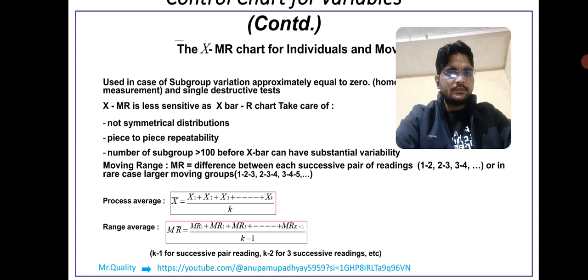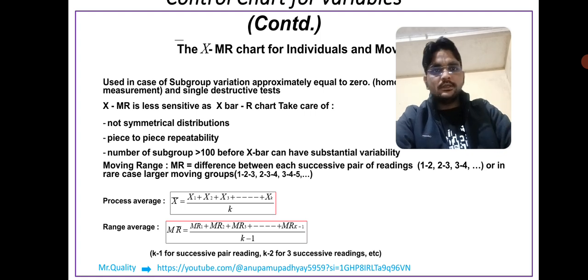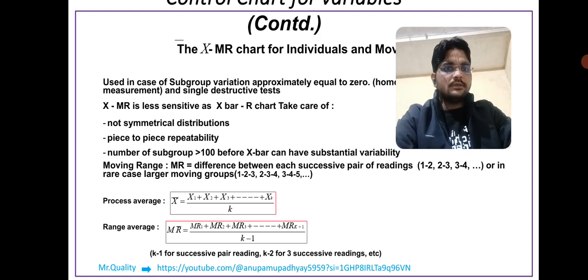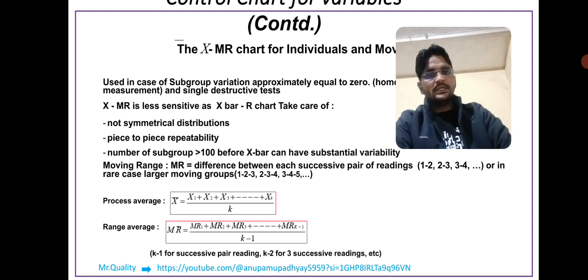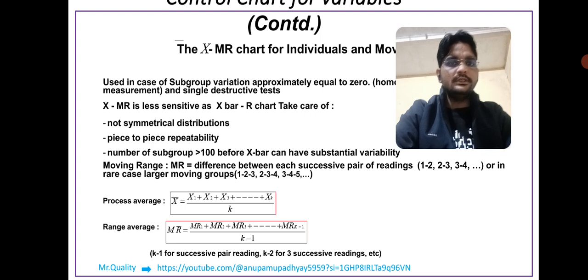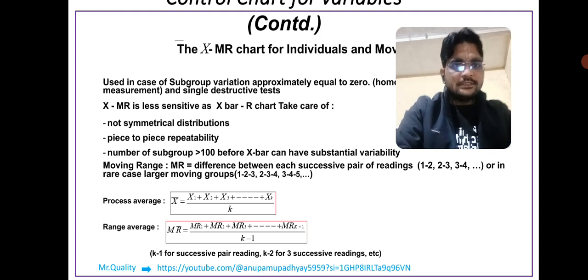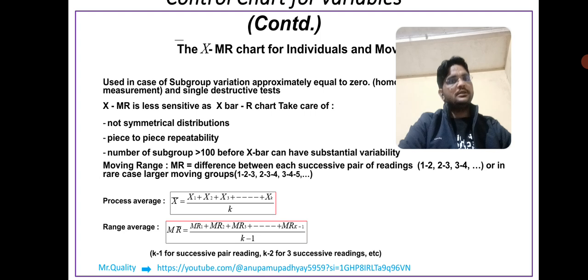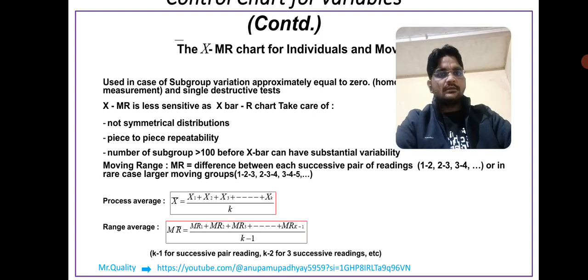Process average is x1 plus x2 plus x3 up to xk, divided by k. Average moving range MR bar is MR1 plus MR2 plus MR3 up to MRk, divided by k minus 1. This is the process average, and this is the range average. K minus 1 is for successive pair readings, K minus 2 is for 3 successive readings. K minus 1 for successive pairs means 2 readings. K minus 2 for 3 successive readings. If we are using 3 successive readings, meaning 1 to 3, then K minus 2. If we are using 2 successive readings, K minus 1.